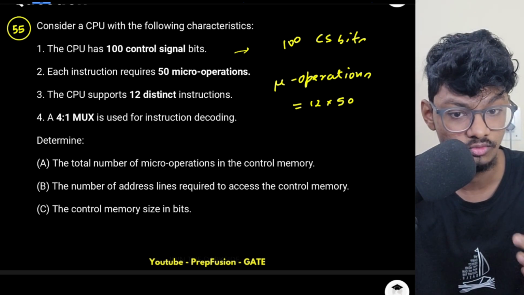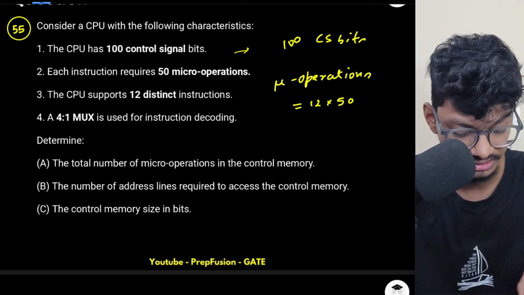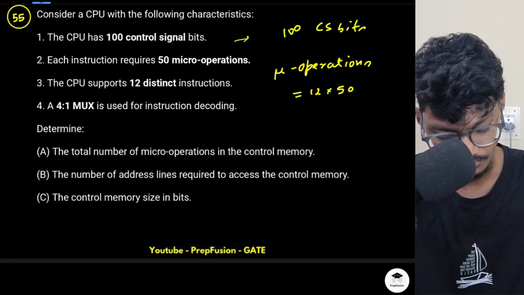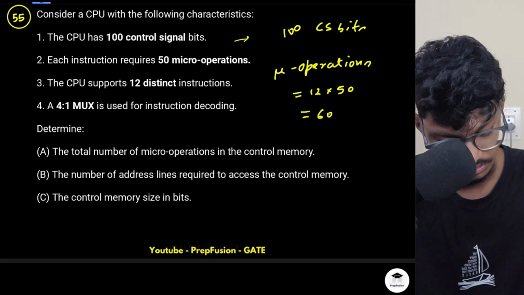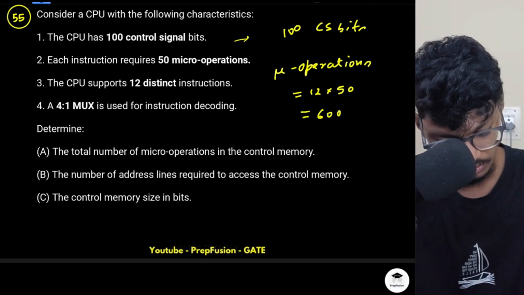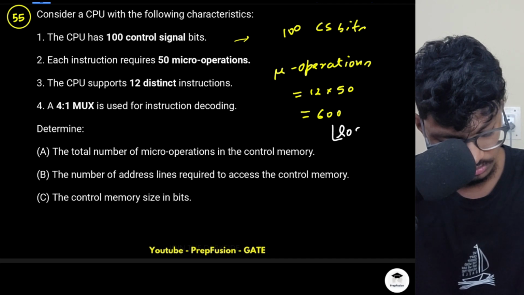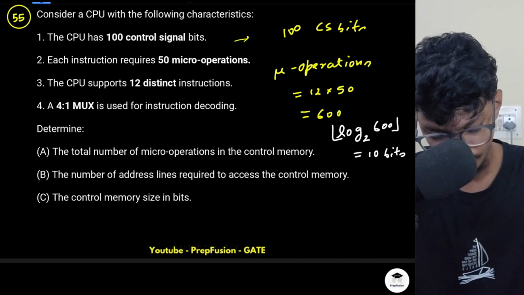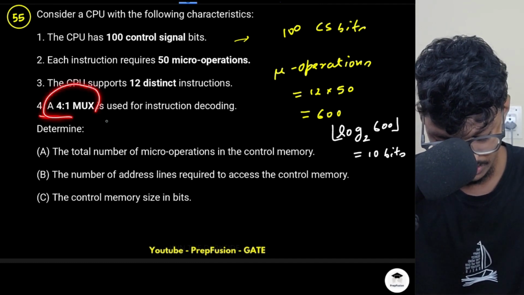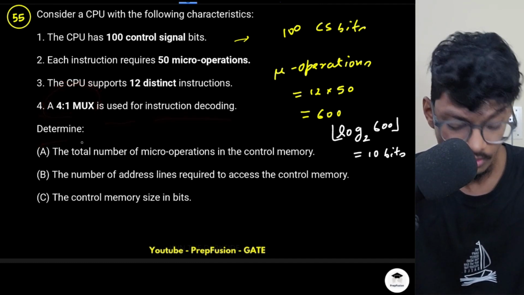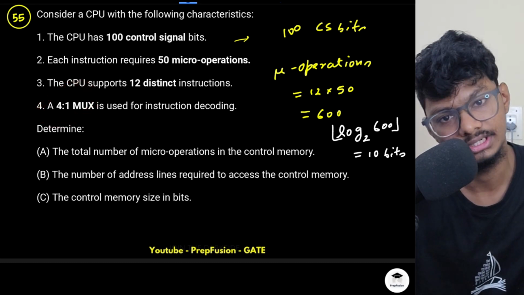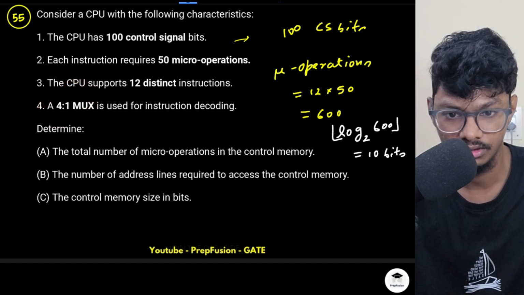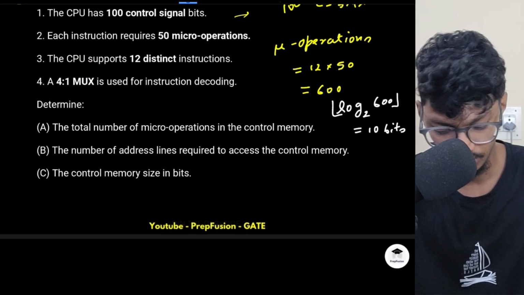So how many bits will I need to define this many micro operations? This is 600, right? So how many will I require? I will require the upper bound of log of 600, that is 10 bits. Then a 4:1 mux is used for instruction decoding. So we have a 4:1 mux, right? And if I have a 4:1 mux, how many bits will I have? I will have 4 bits.